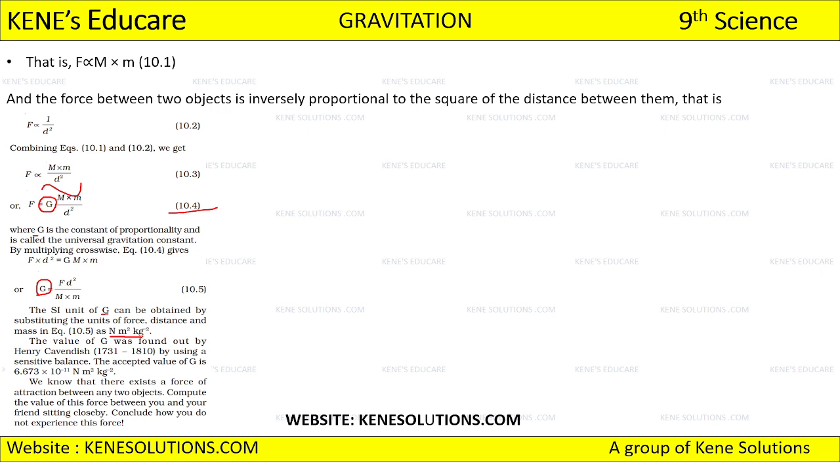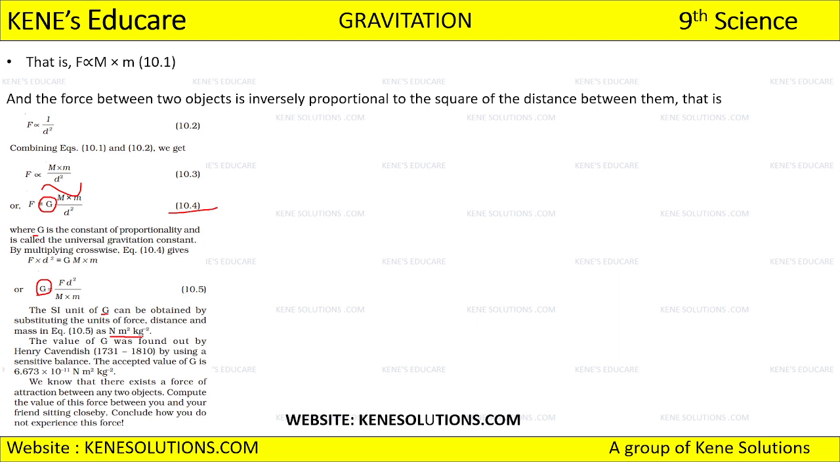So the value of G was found out by Henry Cavendish. He was born in 1731 and he died in 1810, and the value he got was by using a sensitive balance. So the accepted value of G is 6.673 into 10 raised to minus 11 Newton meter square per kg square.